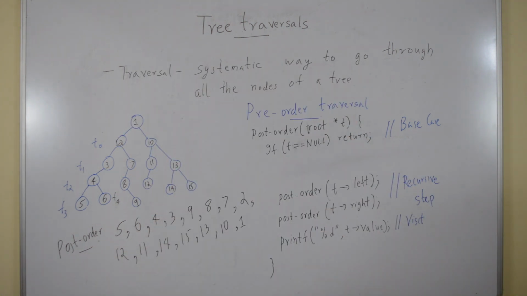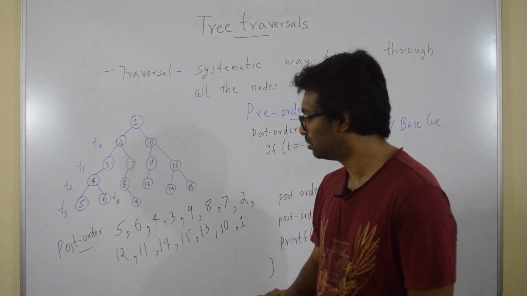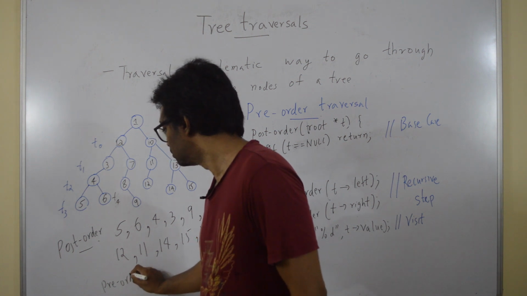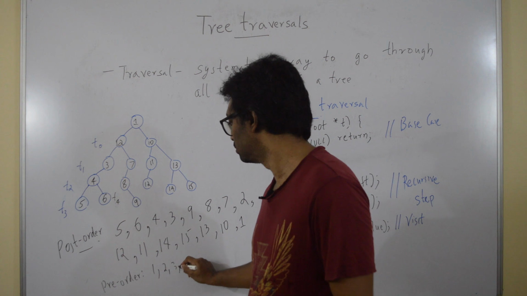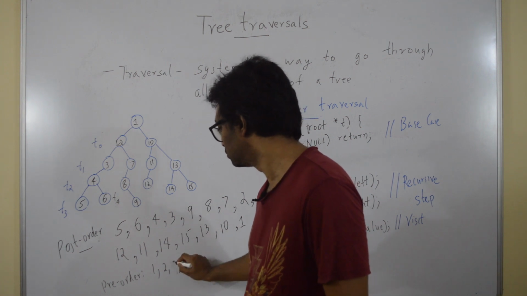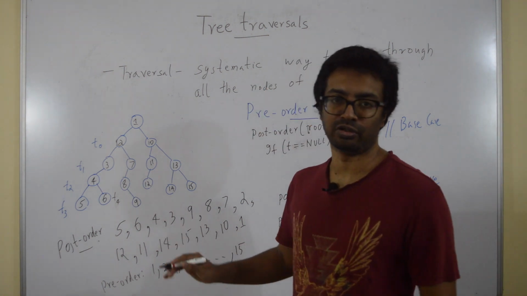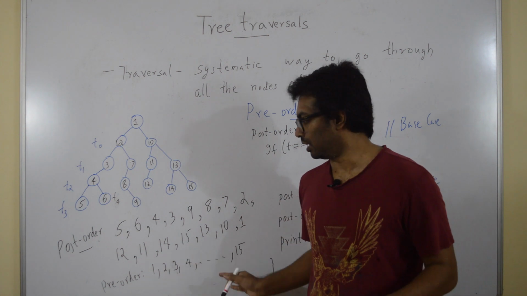And pre-order was 1, 2, 3, 4, in that order, because that's how we printed the nodes in this order, right?